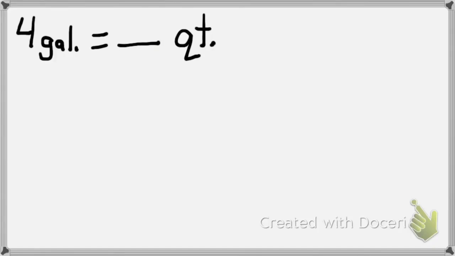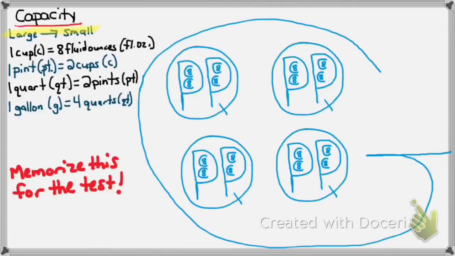Step number 1 says that I write my known or my given unit, which is 4 gallons, equals my unknown, which is blank quarts. Step number 2, decide if I'm going from a smaller unit to a larger unit or a larger unit to a smaller unit. I'm going from gallons to quarts. So let me take a look at my chart. Again, for capacity, I like Gallon Guy, so I'm going to look right over here at my Gallon Guy.